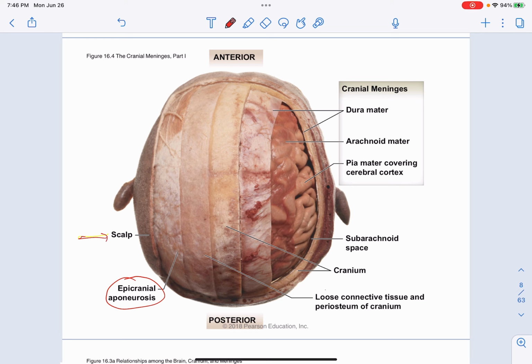Below that, you will find some loose connective tissue. And then you will get to the cranium itself, the bone layer, the periosteum. Below that, you will find the dura mater, right? That's that really tough layer. And then this reddish color is the arachnoid mater. And then finally, adhering to the surface of the brain is the pia mater.